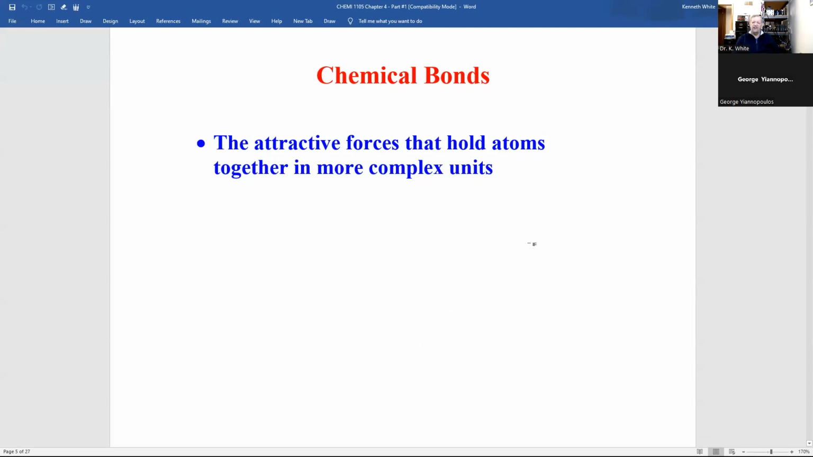Yesterday, I started talking about chemical bonds. And chemical bonds are the attractive forces that hold atoms together in more complex units we call molecules. And yesterday I mentioned water, H2O, which has 2 hydrogens, 1 oxygen. They're all held together by chemical bonds.